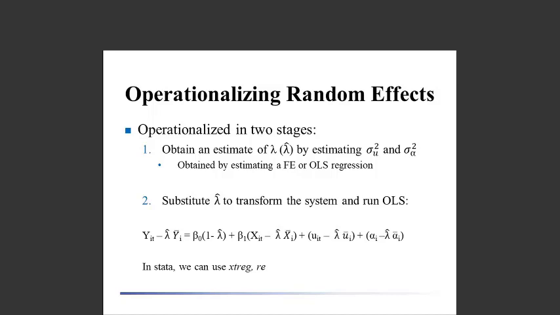You then substitute lambda hat for lambda in our transformed system, which is what we referred to in an earlier slide as quasi-demeaning our data. And then you just run OLS on the transformed data. So in Stata, we can do this using the xtreg, re command.